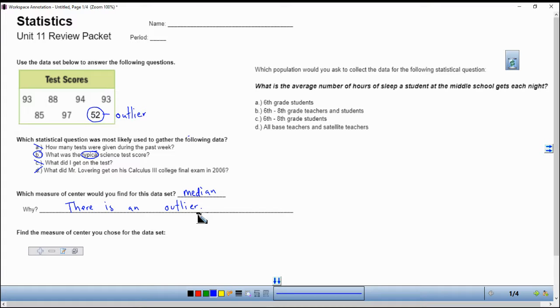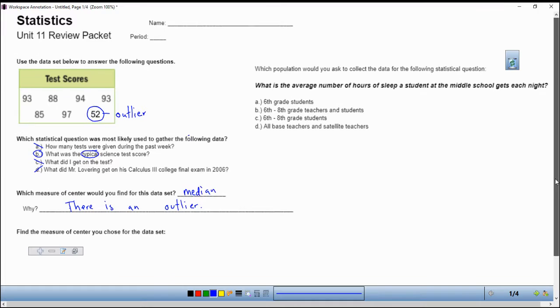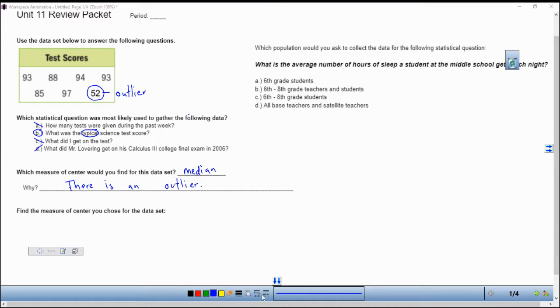And when you find the median, what's key is that we're going to line these numbers up in order from least to greatest. So let's start with the 52 there. And then that one's done. 85 is the next one. So notice I'm crossing them out to make sure I've counted them all. 88 is the next. Yes. Two 93s. 93, 93. Two 93s. 94 and 97.